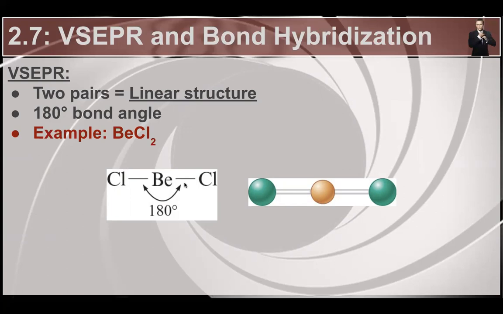Now recall that carbon dioxide also has two regions of electron density because it has two double bonds. It will have the same structure as beryllium chloride as a result.